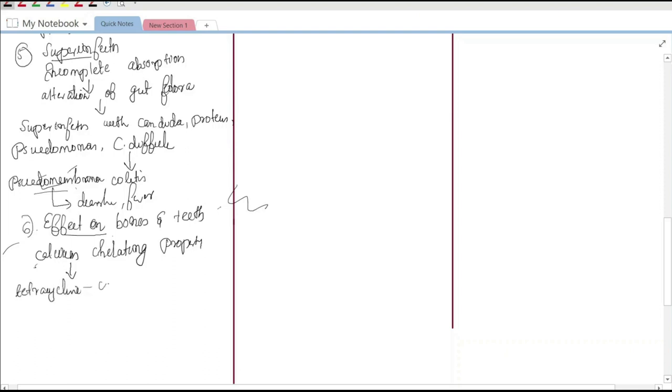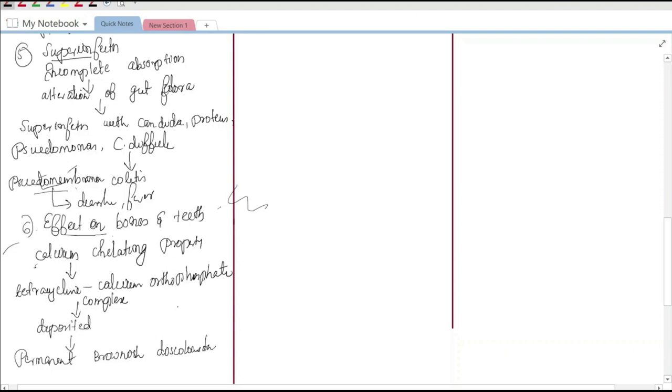So what will happen with this complex? This complex gets deposited in growing bone and teeth, and so in children and in pregnancy, permanent brownish discoloration of deciduous teeth will be present due to the deposition, and it affects the linear growth of bones. So it is contraindicated in pregnancy and in children up to 8 years of age.